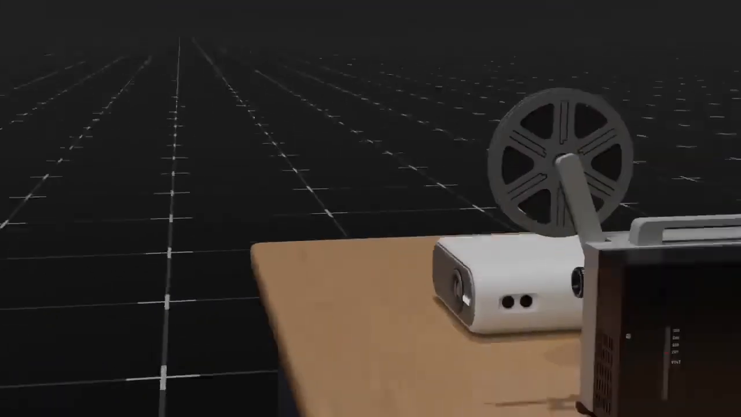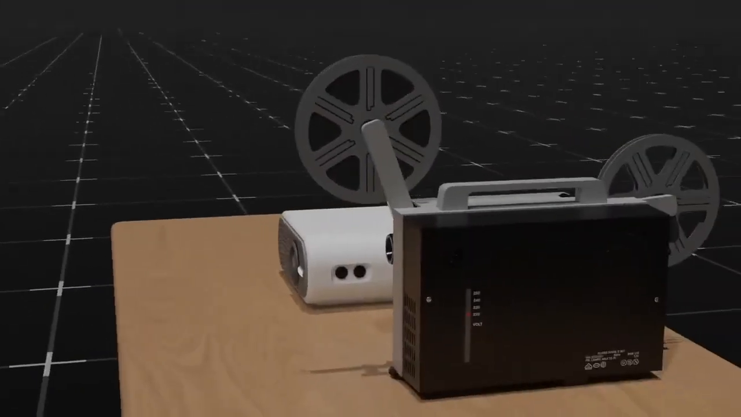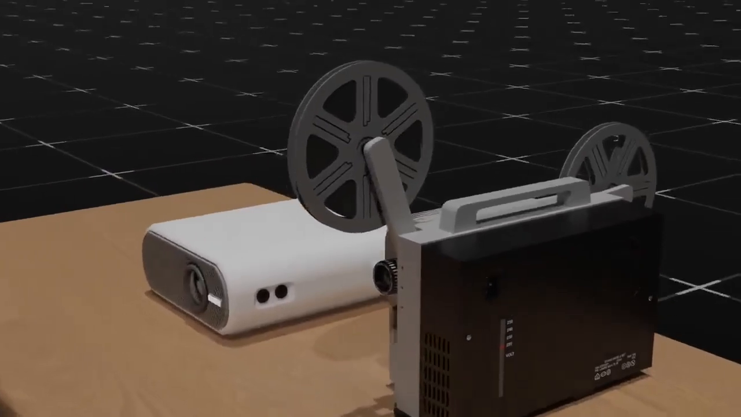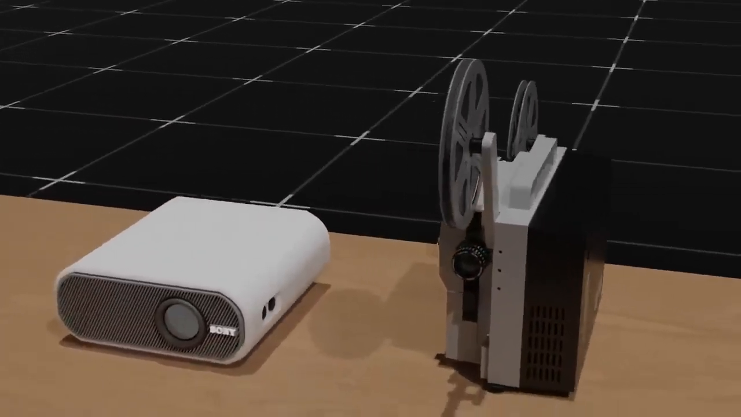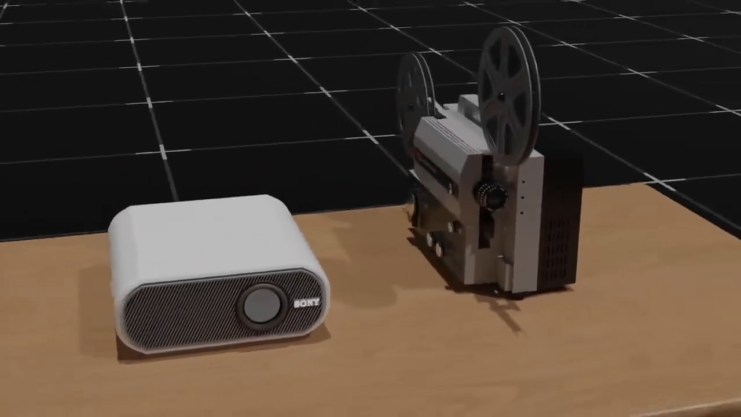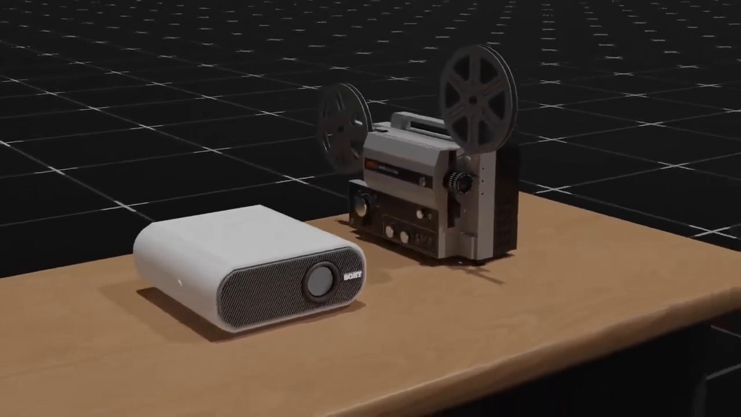There are many types of projectors, like lamp projectors that use a lamp instead of lasers as a backlight, LED projectors, and DLP projectors, but almost every projector has the same basic working principle.